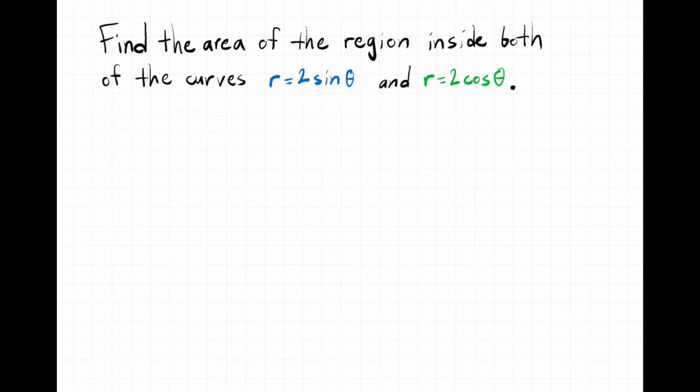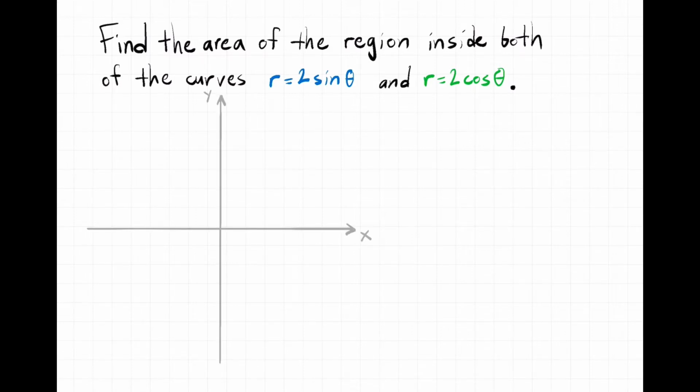Here's another example of finding area in polar coordinates. Let's find the area of the region inside both of the curves r equals 2 sine theta and r equals 2 cosine theta. As always, it's a good idea to start by graphing the curves.